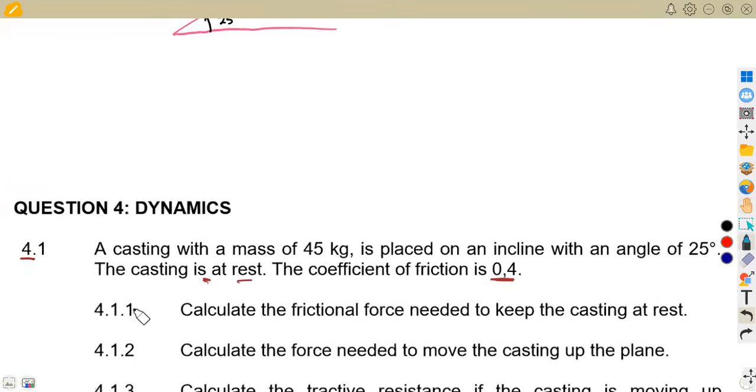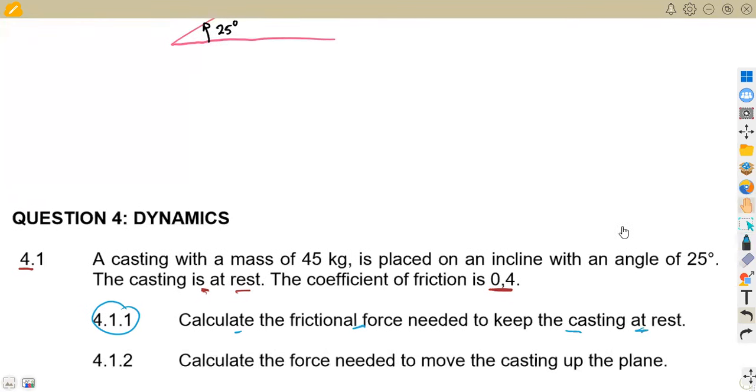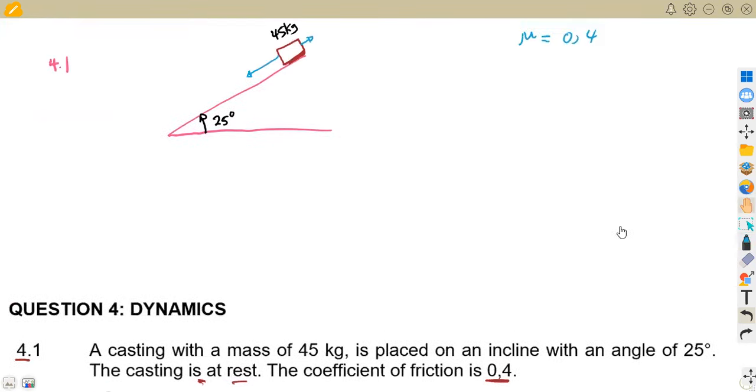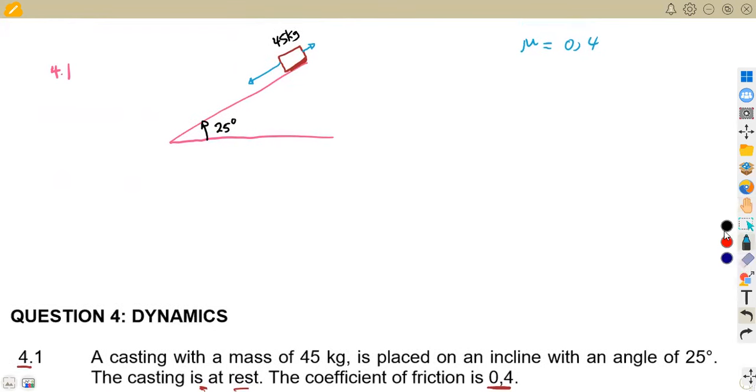Let us check what we are given here. The first part of our question was to calculate the frictional force needed to keep the casting at rest. For it to be maintained at rest, what is the frictional force? That is our question in this case. What is going to be the frictional force? All right, so let us take this into consideration.